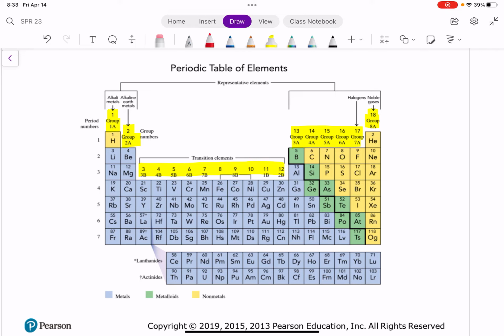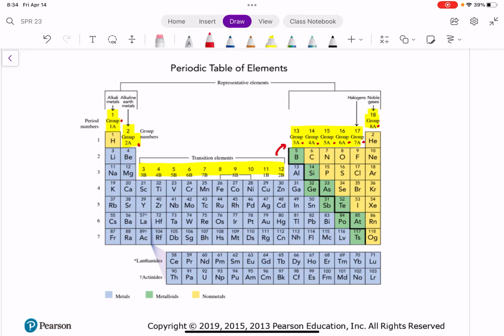And then you'll notice it kind of steps back up, and now we're calling them either group 13 or group 3A. So it was 1A, 2A, and now 3A, 4A, 5A, 6A, 7A, 8A. And there's a reason for that, and we'll get into that in just a couple chapters here, I think.